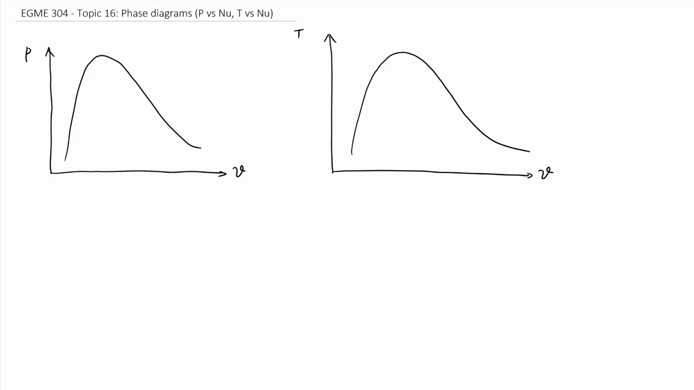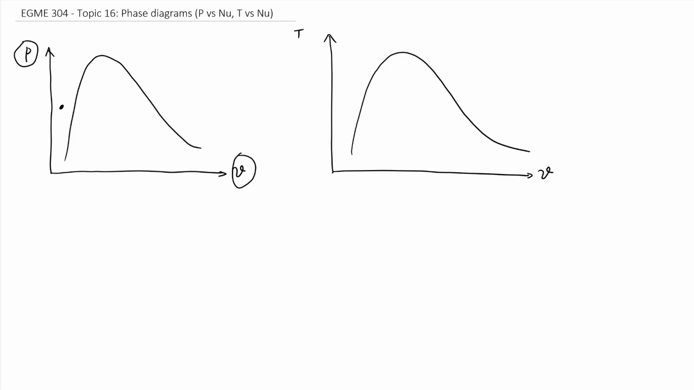For example, on the first P versus nu diagram, let's say you have some water flowing inside a pipe. We can measure the specific volume, which gives us the x-coordinate. We can measure the pressure of the water in the pipe, which will give us a y-coordinate. With the x and the y coordinates, we can locate the point.